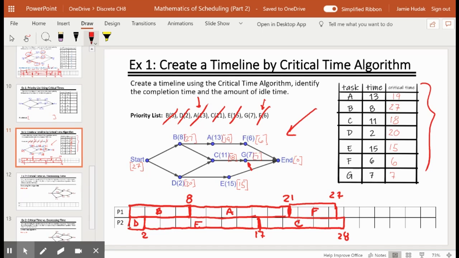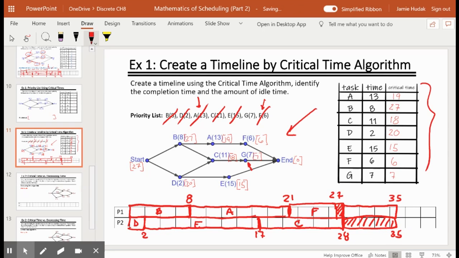And I can't start G until C is done. So this is going to be idle time here. And once C is complete, we can schedule G. G is 7 units of time. 2, 4, 6, 7. Remember, this line is the 28th unit of time. 28 plus 7 is 35. And then that gives us idle time down here for the second worker.